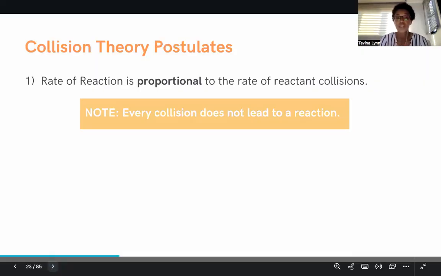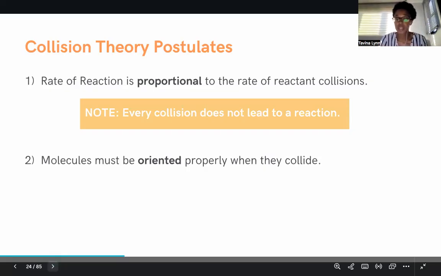It's important to note that every collision does not lead to a reaction, right? So even though the reactants are colliding with each other, every time that they collide, they don't necessarily form the product, right? So if we look into, well, how do they need to collide in order for it to lead to a reaction?